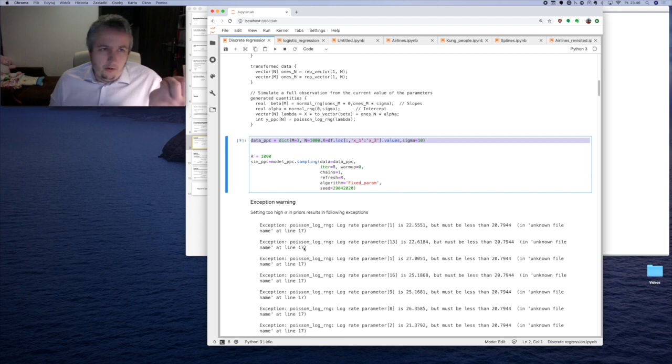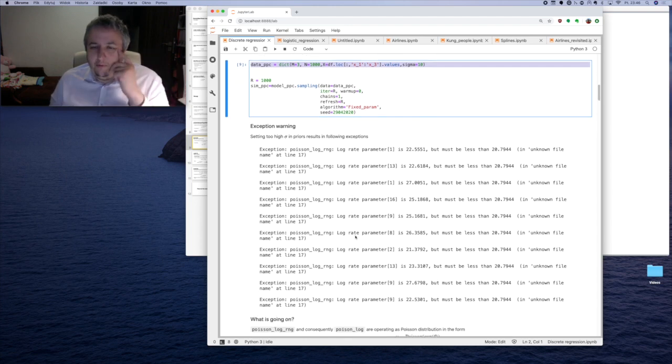I'm not showing you the console here, but I've copied from the console value, and we got a very interesting message that I wanted to discuss with you. This message says that log rate parameter 1 is 22.55, so like number, but it must be less than 20.7944. And this number, 20.7944, is present in all those exceptions.